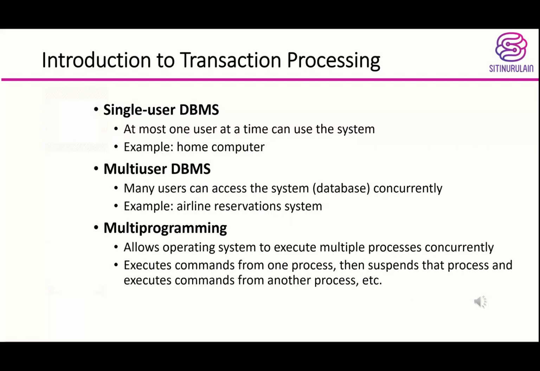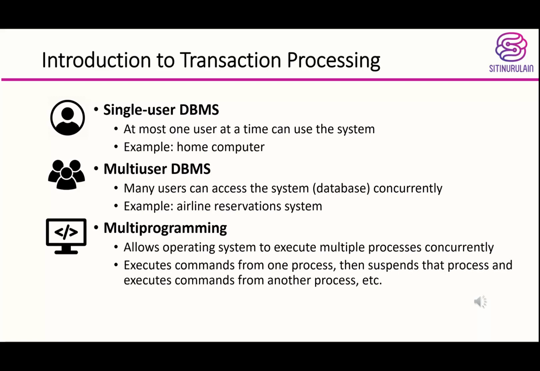Single user DBMS is where at most one user at a time can use the system. An example of a single user is a home computer. Multi-user DBMS is where many users can access the system, the database, concurrently. Example: airline reservation system. Multi-programming allows the operating system to execute multiple processes concurrently.